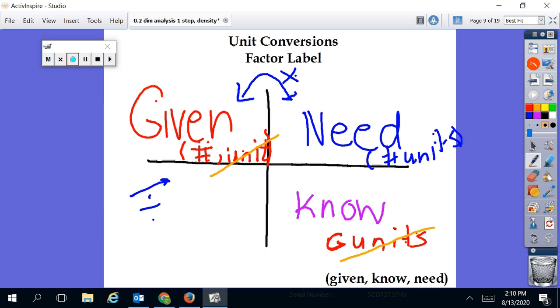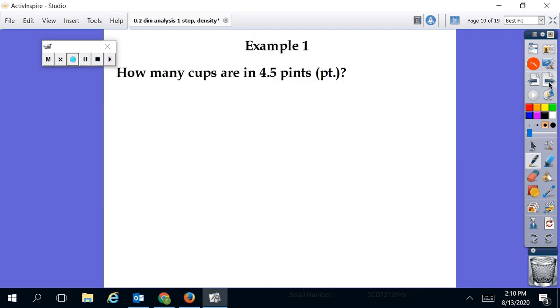Okay? So let's start with a simple example because it's the only way to do it. Okay, so first, let's read the problem out loud. How many cups are in 4.5 pints? Okay, well, the first thing you have to do, since you don't know this, is look on your blue reference sheet and figure out how many pints are a cup or how many cups are a pint.